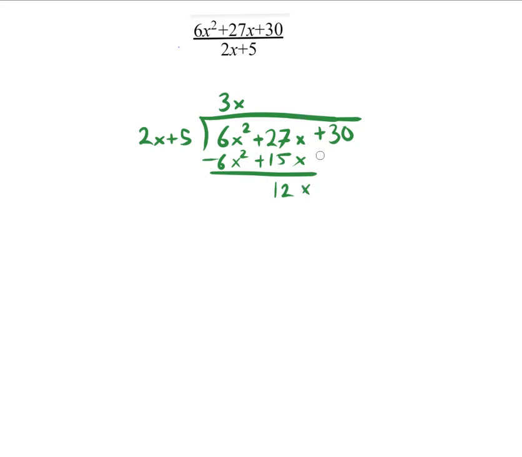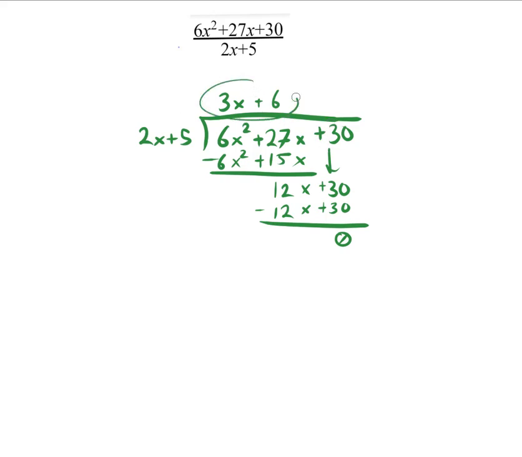So 12x, and then I'm going to bring down the 30 here. I ask myself the question again, how many times does 2x go into 12x? And the answer to that is actually 6. Not 6x. Whoa, I almost made a mistake there. 6 times, thank you. 6 times 2x is 12x, right? And then 6 times 5 is plus 30. And I bring this down and I subtract and I get 0 as my remainder.